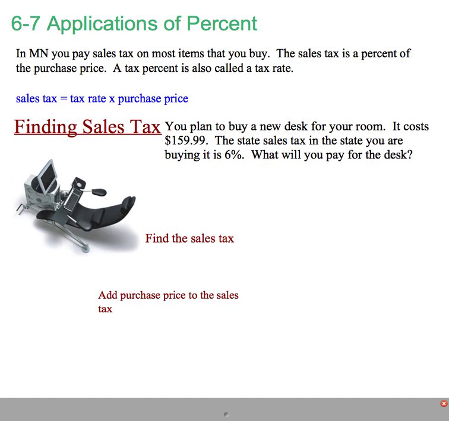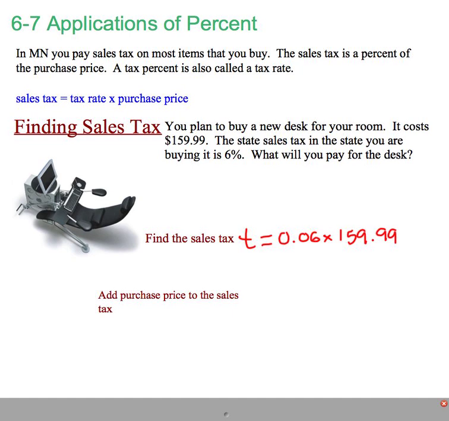So we want to know what our tax is, look at how I'm turning the math into words. We don't know what our tax is, so that's a variable. Our sales tax is 6%. So we write our 6% as a decimal. 6% of, and in math, of means times, our purchase price, which is $159.99. To do this, we break out our handy dandy calculator because that's not a nice easy multiplication.